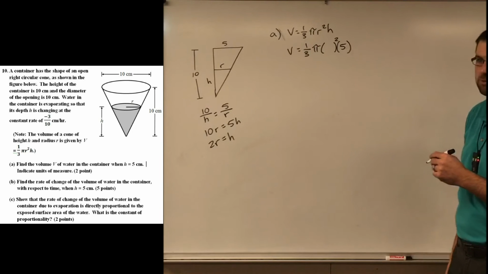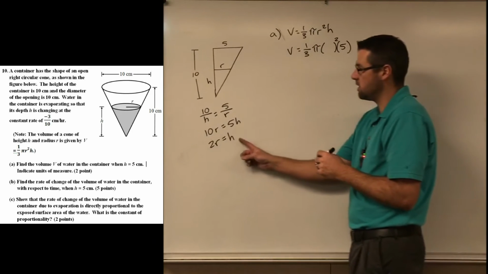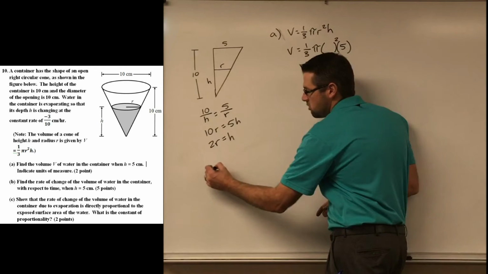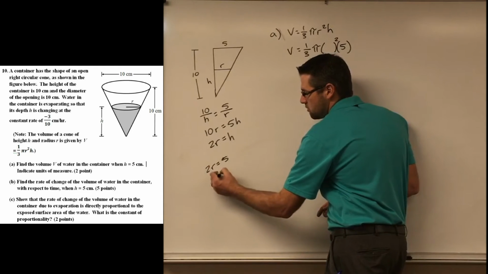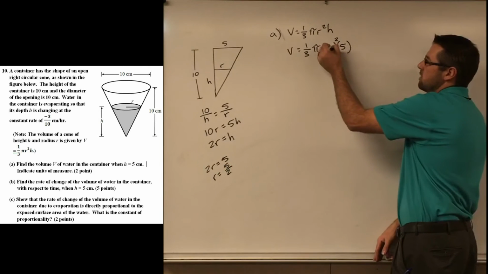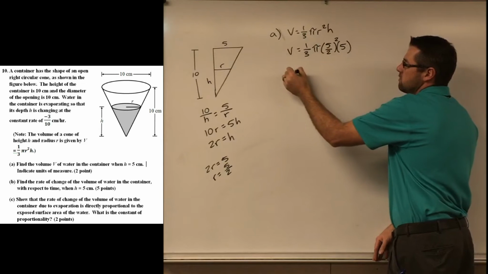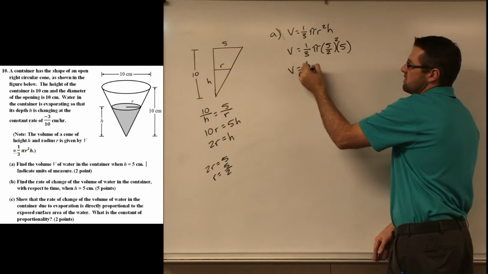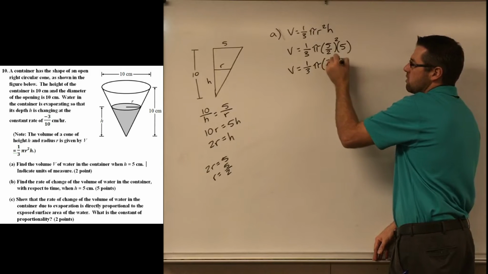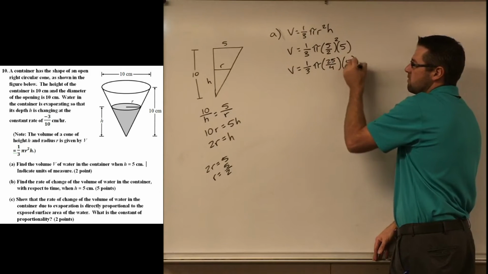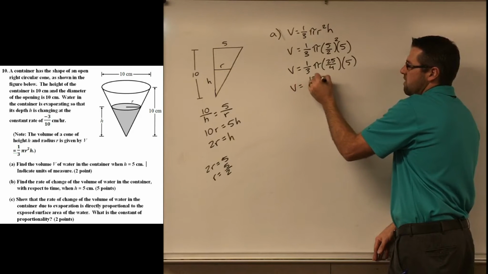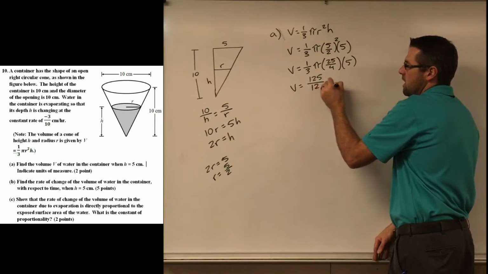But this problem had nothing to do with derivative, right? So I'm just going to plug in the H that it gives me. It said when H is 5, so it's going to be 2R equals 5. So R equals 5 halves. So plug it in here. So volume when H equals 5 is 1/3 pi times 25 over 4 times 5, which is 125 over 12 pi.